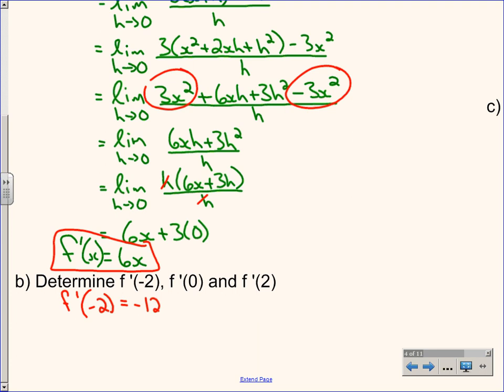Remember what that means. That's the slope of the tangent when x is minus 2. So the slope of the tangent is minus 12. So relatively steep and going downwards, right? It's a negative slope.